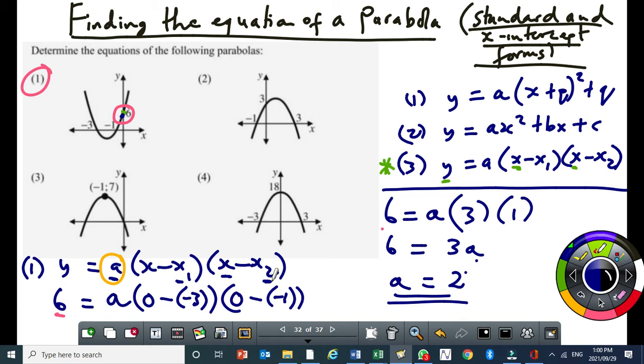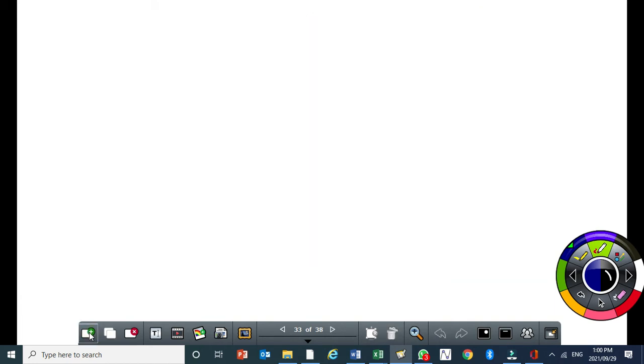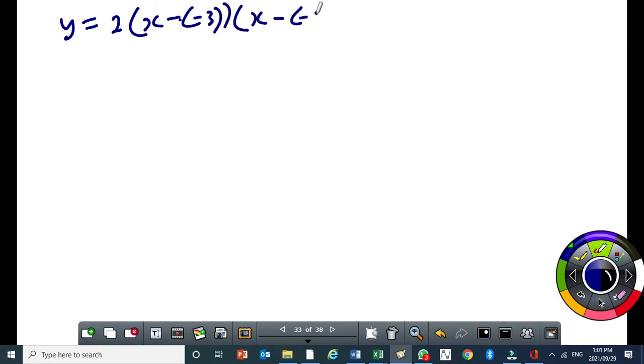Okay? So on the next page, I'll write y is equal to, my a is 2, my x. Since I'm not putting a y value for there, I don't have to put an x value. But my first x-intercept is negative 3. My second x-intercept is negative 1. Then I need to simplify this. So we get y equal to 2 times x plus 3 times x plus 1.